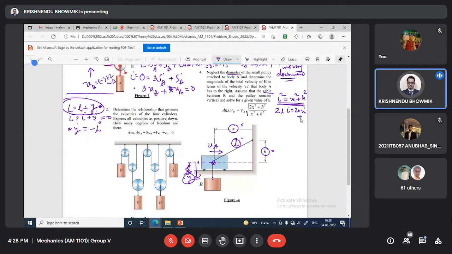plus 0. H is constant, you can see from the problem, that value will not change. So 2L multiplied by L dot equal to 2x x dot. From that relationship, somebody can write that this L dot equal to x dot by small l. We will utilize this: equal to minus x dot by small l. This is y dot.